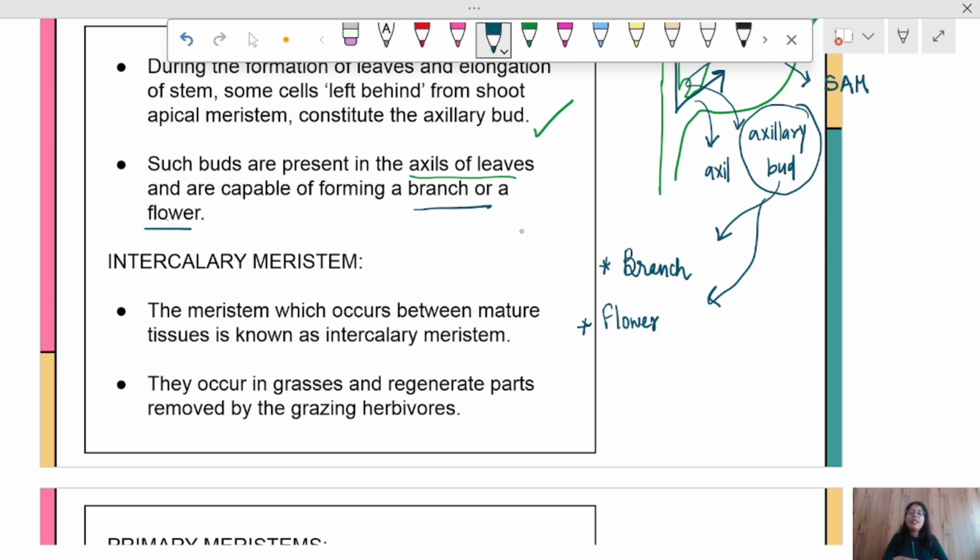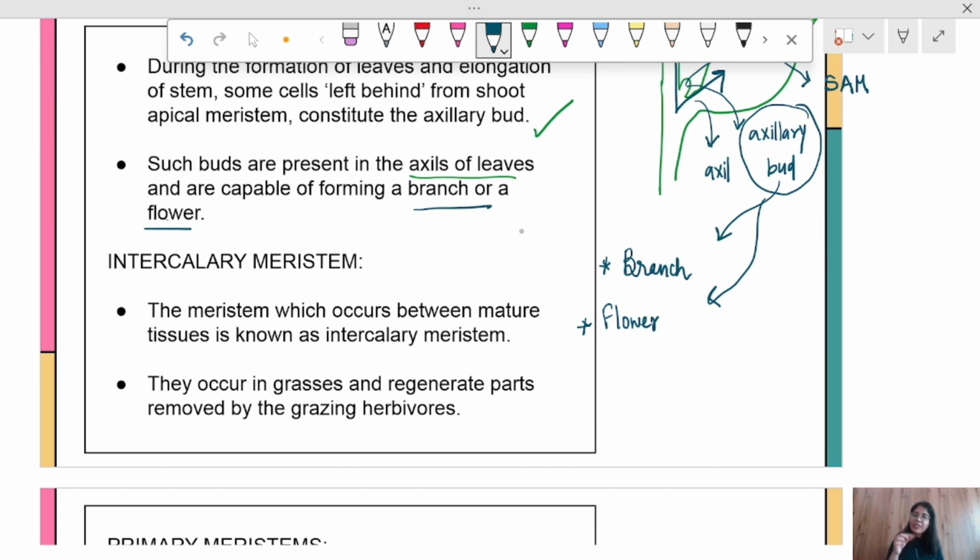Maybe you have seen that grasses are there. Herbivores will just pinch off the uppermost part of the grasses, right? They will eat the grasses, so the tip part they will eat. So what will happen if the tip is removed? Then there is no shoot apical meristem, and if there is no shoot apical meristem, what will happen? Then can the stem elongate further? No, right? So it cannot grow further. For that, it requires that intercalary meristem.